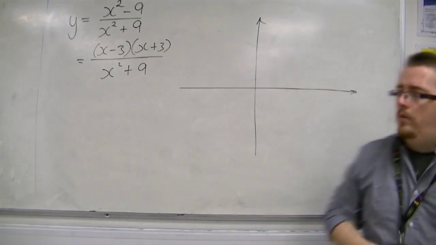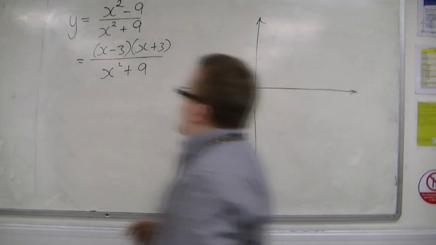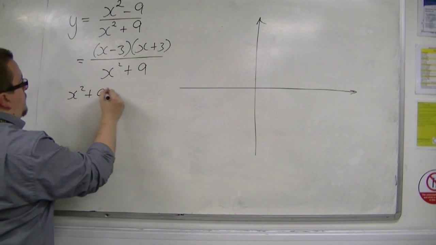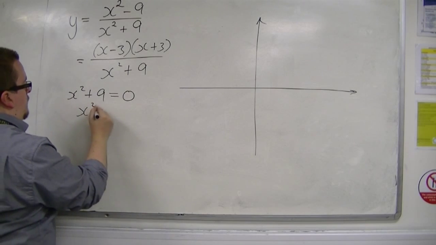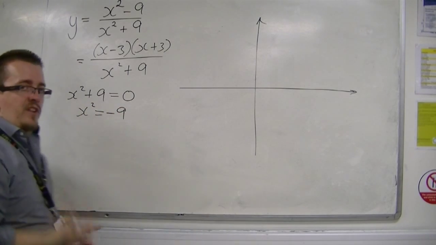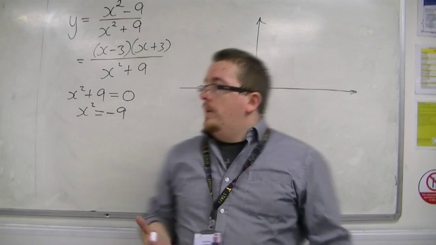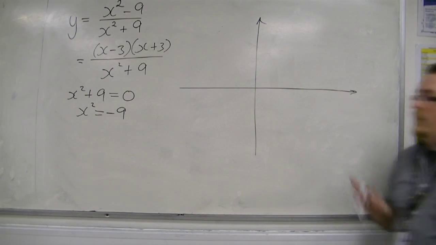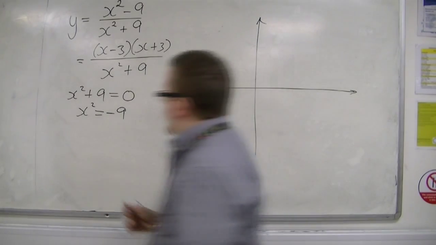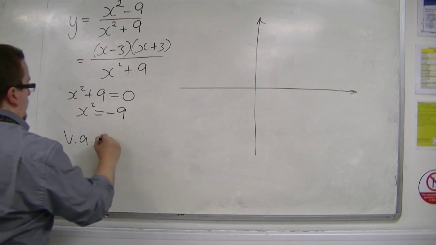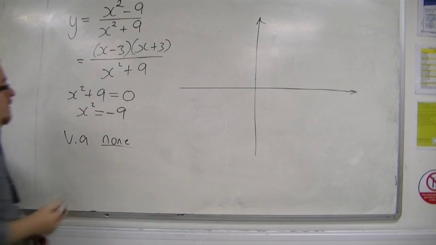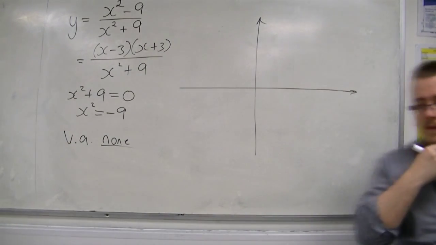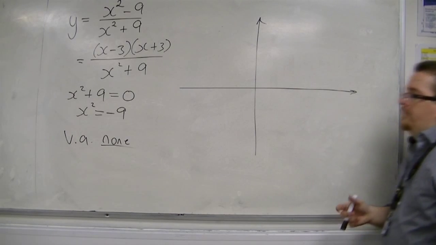Okay, so actually, is there a value for when x squared plus 9 is 0? And the answer is no. There's no real value, because I can't square root minus 9. And so there are no vertical asymptotes. No vertical asymptotes whatsoever. Okay, well, we can cross that off our list then.